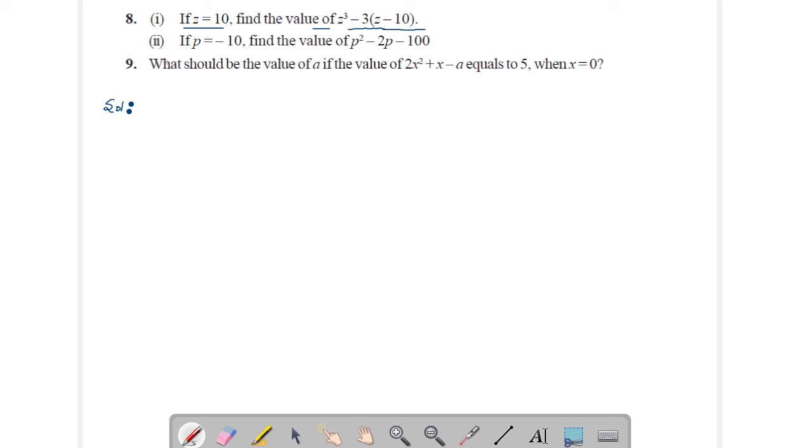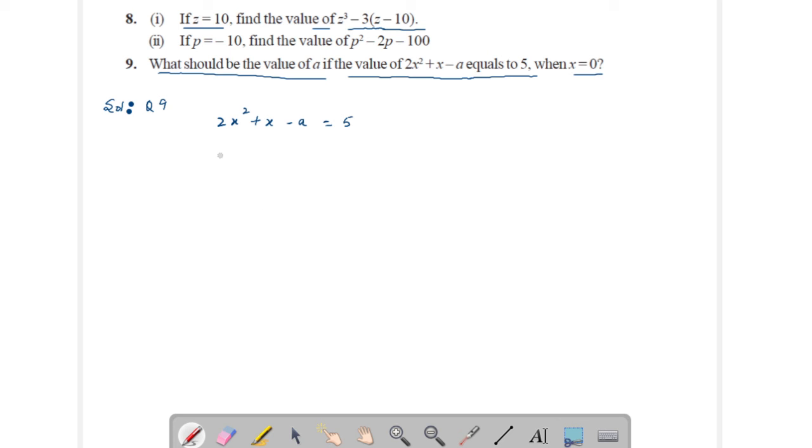Now come to question number 9. What should be the value of a if value of 2x square plus x minus a equal to 5 when x is equal to 0? See the solution of question number 9. It is 2x square plus x minus a. It is equivalent to 5. This is according to question.